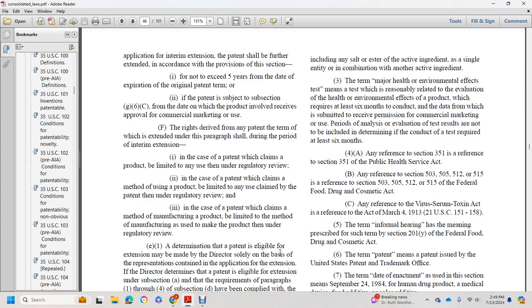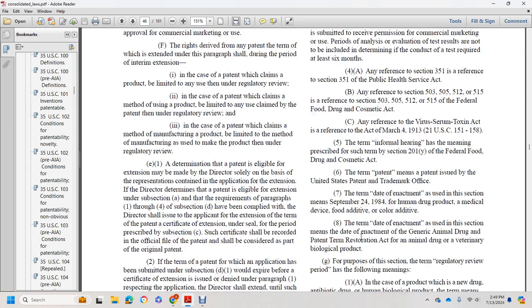4A. The reference to section 351 of the Public Health Service Act, the reference to section 503, 505, 512 or 515 of the Federal Food, Drug, and Cosmetic Act, and the reference to the Virus-Serum-Toxin Act of March 4th, 1913. The term informal hearing means a hearing under the prescribed terms in section 201(y) of the Federal Food, Drug, and Cosmetic Act.